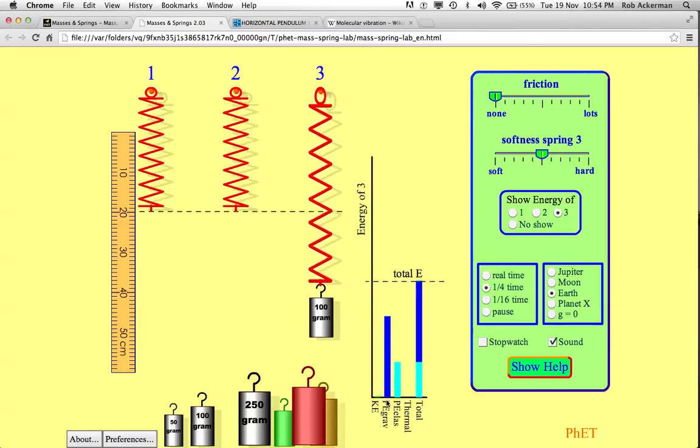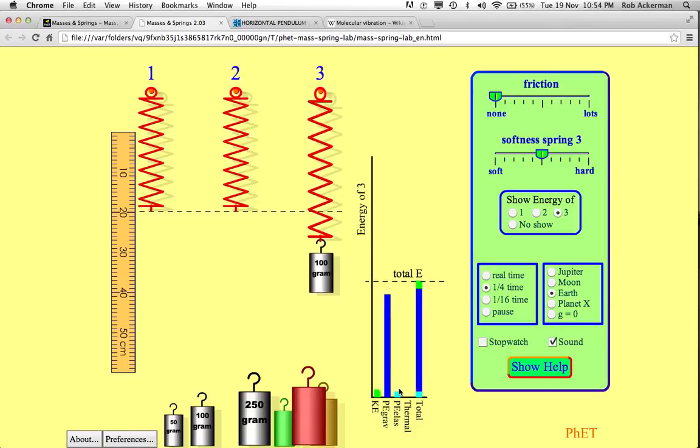The gravitational energy increases when the mass goes up and decreases when the mass goes down. And the elastic energy increases when the spring stretches and decreases when the spring unstretches. Now here's where you can have some fun too.